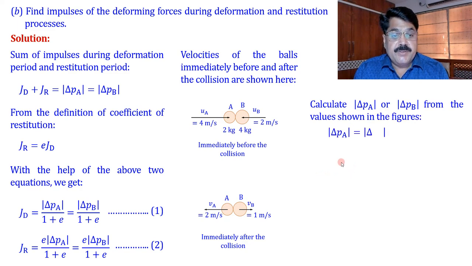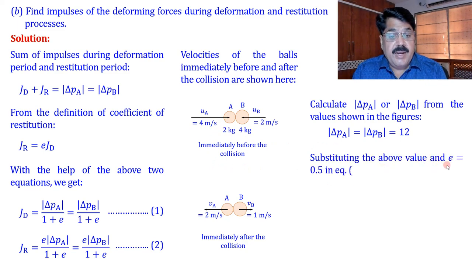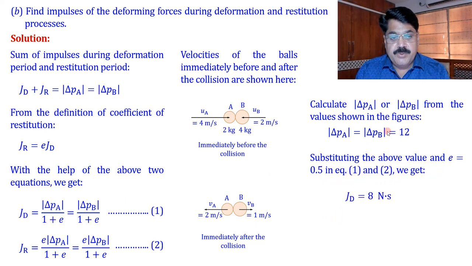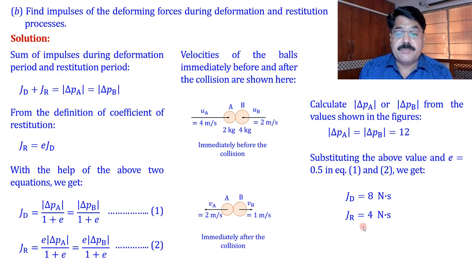So delta PA is what? Equal to delta PB, because the change in momentum of both the balls is equal in magnitude. So that is 12. We can verify from here. Substituting the above values and E is equal to 0.5 in equations 1 and 2, we substitute this value 12 and E is equal to 0.5. We get JD is equal to 8 Newton second and JR is equal to 4 Newton second. Now you can say their total sum is 12, and again here we get 12. So that is a cross check whether we have done the calculation correctly or not.